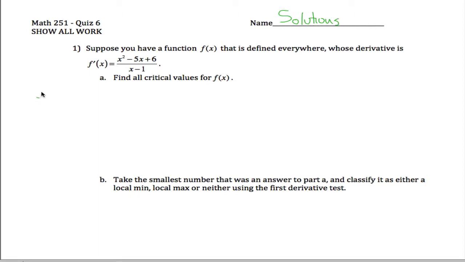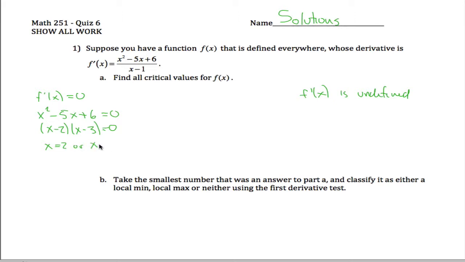Find the critical values. Critical values happen in two different cases. Happens when the derivative equals 0, or when the derivative is undefined. Assuming that the function is defined, but it tells us the function is defined everywhere. So basically we need to look at this thing and figure out when it equals 0. It equals 0 when the numerator in this fraction equals 0, x squared minus 5x plus 6 equals 0. Probably the easiest way to figure that out is to factor and get x equals 2 or x equals 3. So the derivative equals 0 when x equals 2 or when x equals 3. So we have critical values at both of those points.